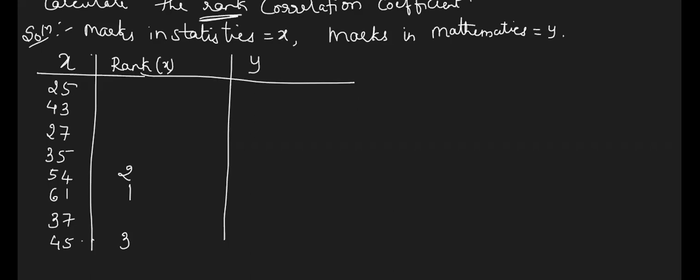Okay, next. What is the next value? 43. 43 will get rank 4. Next. Next highest number. 37, right? This will get rank 5. Next, 35. Be very careful, 6. Next, 27. And next is 25.